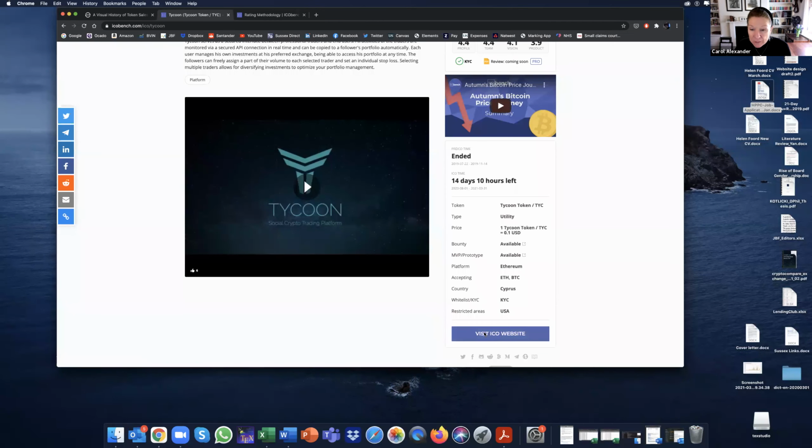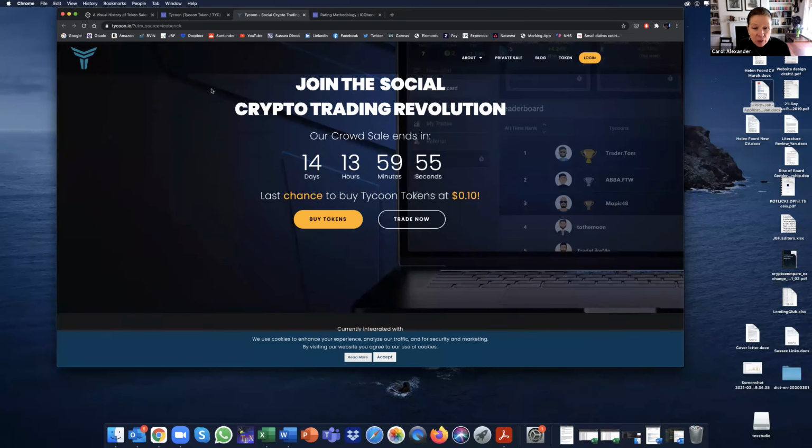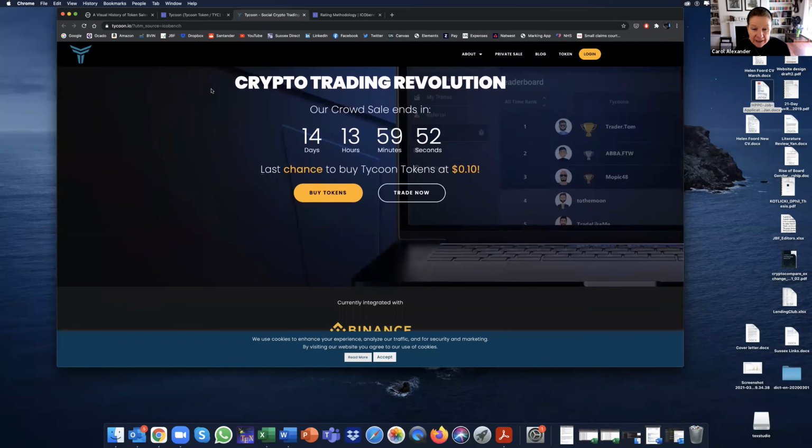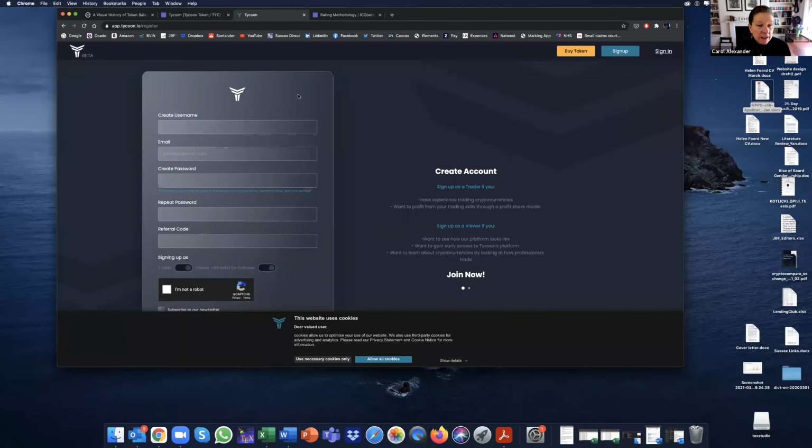And we can have a look at their website, see how good they look. Join the social, so Tycoon is probably a bit like Telegram, a social media. The crowd sale ends in 14 days. Last chance to buy here. Of course, after 14 days, the price will change. You can trade it. Yes, it's on Binance. So that's probably why it's got a high ranking, because if it's integrated with Binance, that's a sort of rosette of value. So we could go have a look at what is happening on Binance.